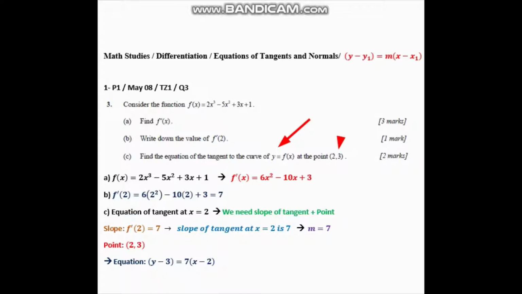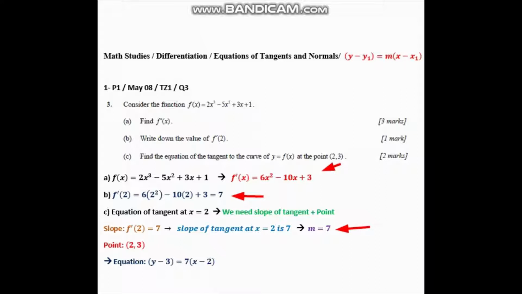So in order to find the equation of the tangent, I need the slope of the tangent and a point. The slope of the tangent is f dash of x when x equals 2. And I got the 2 from the x coordinate of the given point. So I need to find the slope by substituting 2 in f dash of x. And we have already done this in question B. So I know that the slope is 7.